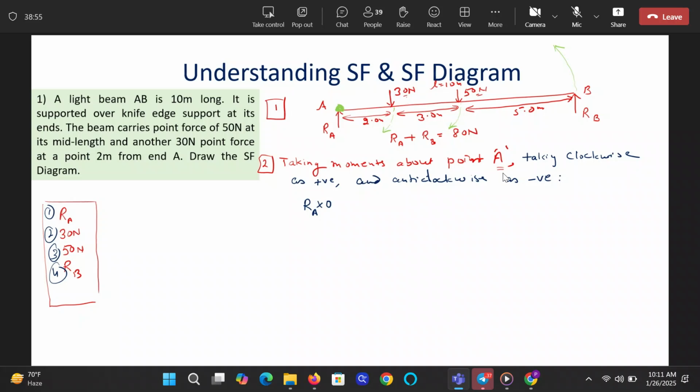Now, 30 newtons is causing clockwise movement, and as per the convention that we have written on top, it will become plus. The force is 30 newtons. Its lever from A is 2 meters, so it is plus 30 into 2. Correct, guys?